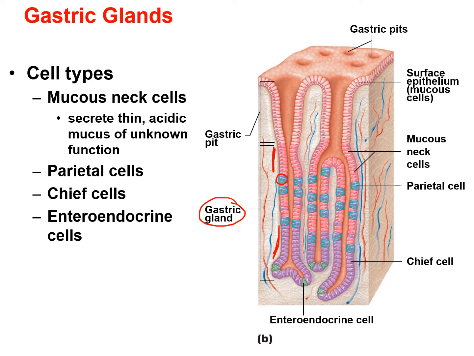For your mucous neck cells, the cells that are in the darker pink, you are going to have mucous neck cells secreting a thin acidic mucus, and we don't really know what the function of this very thin acidic mucus is. So neck cells produce this acidic mucus, but we don't know what the function is.